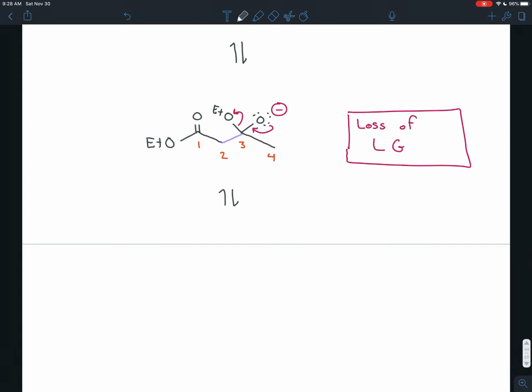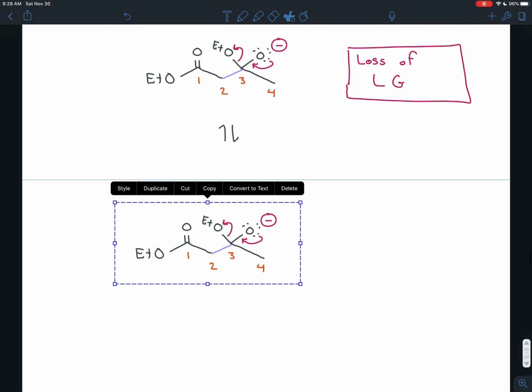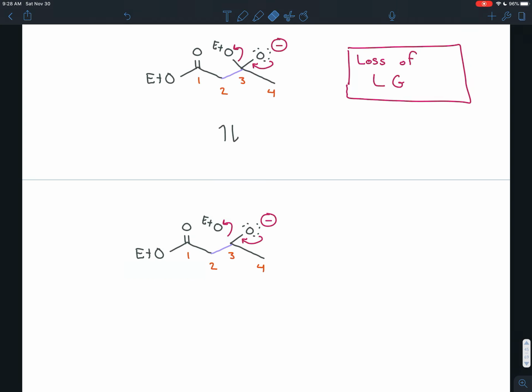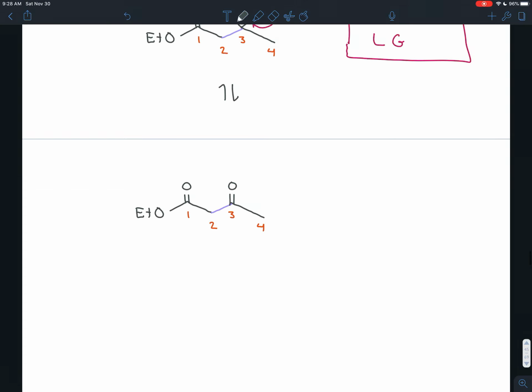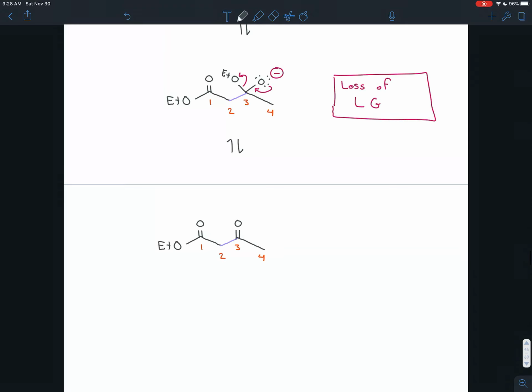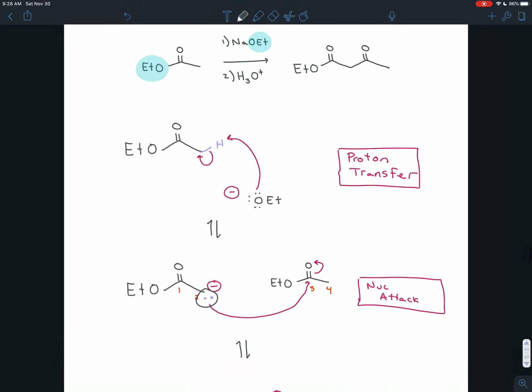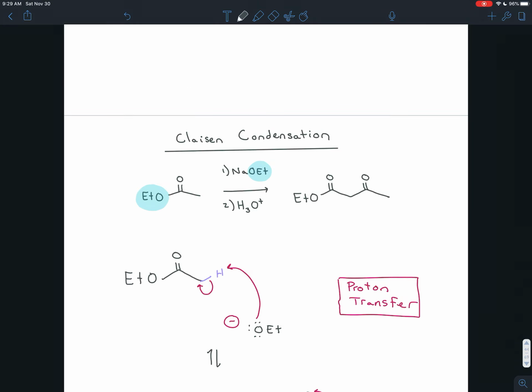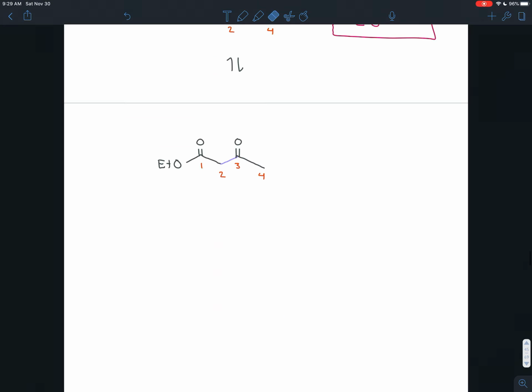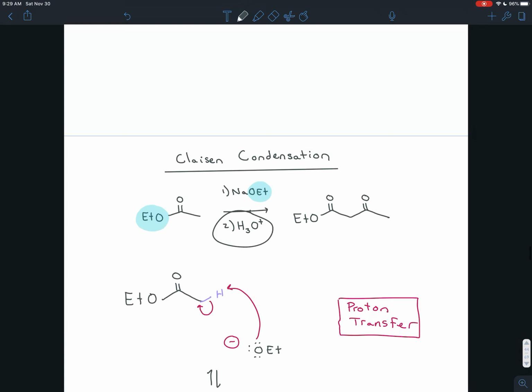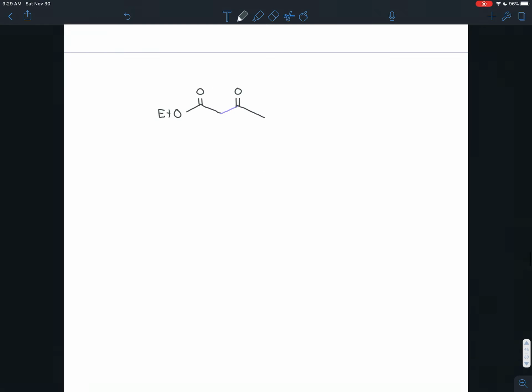And what we have after that step is our ethoxy group leaves, and we recreate the carbonyl on carbon number 3. And that looks a lot like our product. There is one problem with this. There are actually 2 more steps in this reaction. So far we haven't explained why we need to add this H3O+. So let's talk about that.